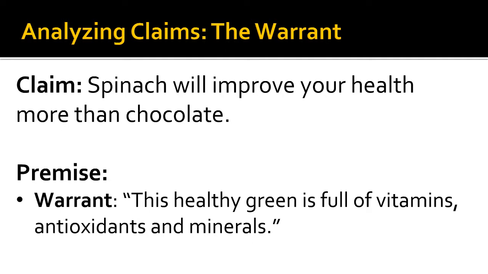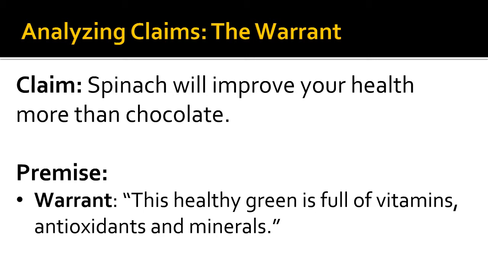This backing can be provided in the form of a simple statement, as we show here. Spinach can be thought of as a healthy green that is full of vitamins, antioxidants, and minerals. But this is just one person expressing their opinion. When examining the backing used to support the premise or warrant of a claim, we must consider what sources of bias might exist. The greater the potential or impact of bias, the lower the quality of the backing, providing the reasoning that supports the claim. We will be more closely examining the types of backing used to support a warrant in a future tutorial.